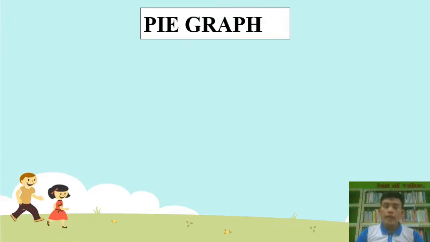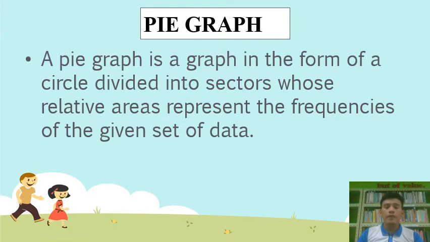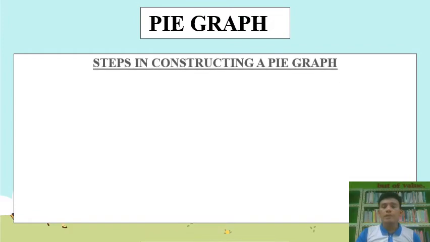Now we'll go on to the next type of graph. That will be the pie graph. A pie graph is a graph in the form of a circle divided into sectors whose relative areas represent the frequencies of the given set of data. That is a pie graph.